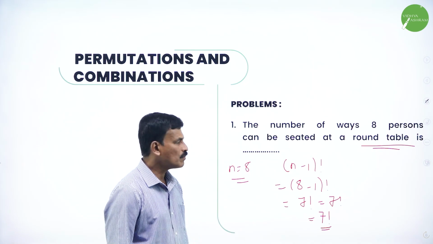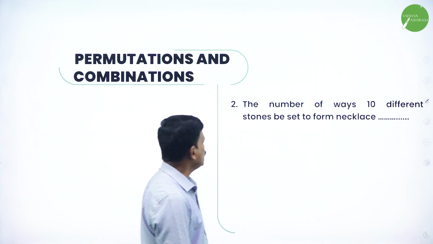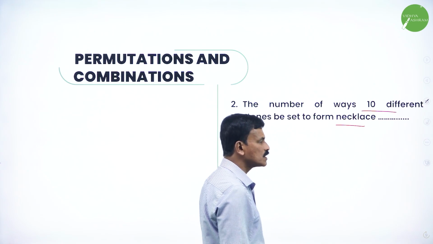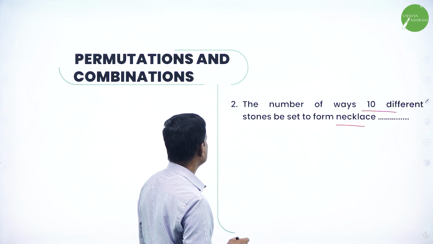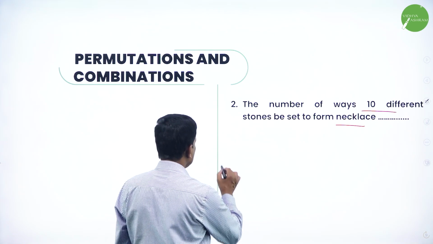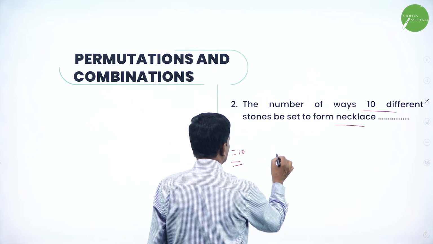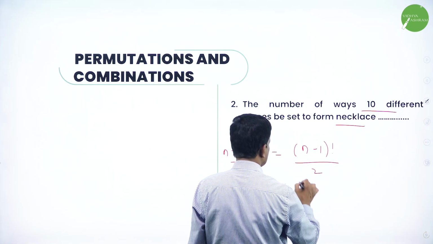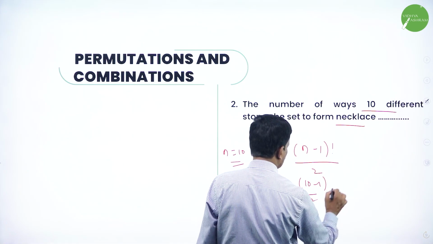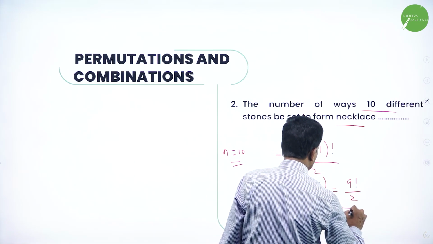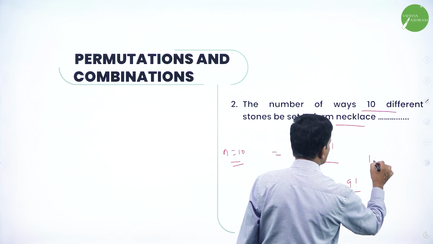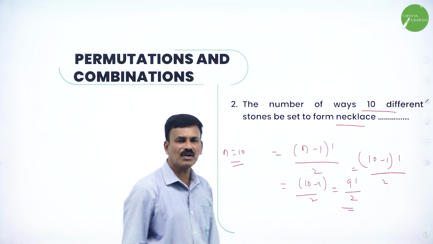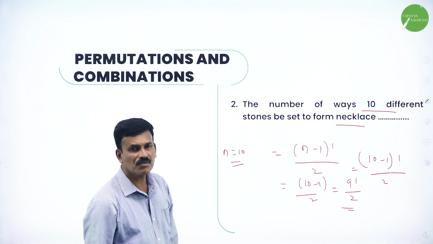That's it. Now, next: the number of ways 10 different stones can be set to form a necklace. Here also n is equal to 10. So the number of permutations is equal to (n minus 1) factorial divided by 2. So what is n minus 1? 10 minus 1 is 9, so it is 9 factorial divided by 2. That is nothing but 9 factorial divided by 2, which will give the required permutation.